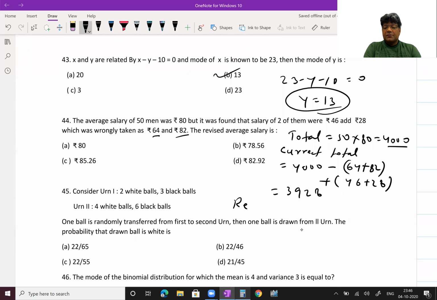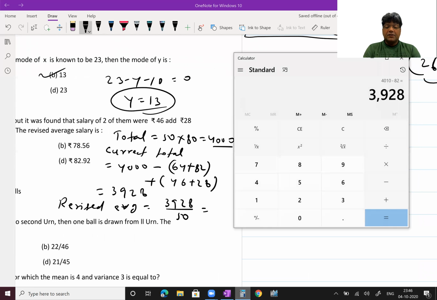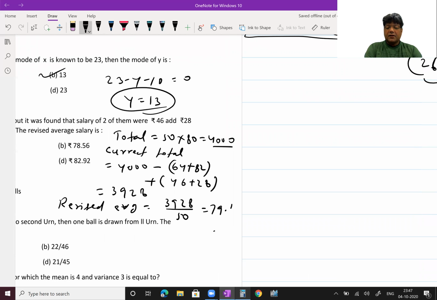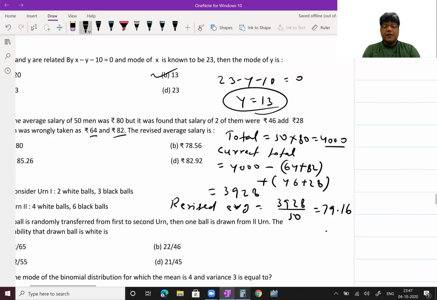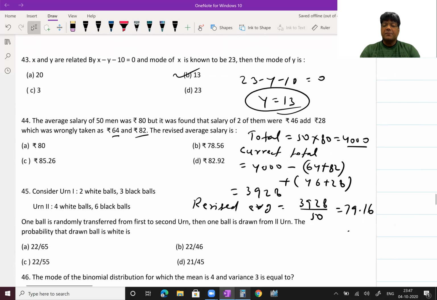So guys, the revised average is equal to 3928 by the number of items, 50. That is equal to 3958 divided by 50 is equal to 79.16. 79.16 is not an option. A calculation mistake has happened. Wait, let me check.